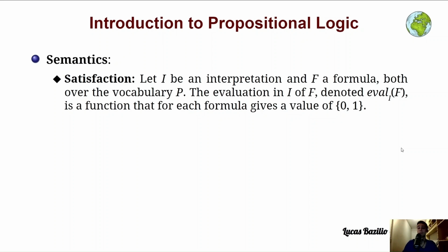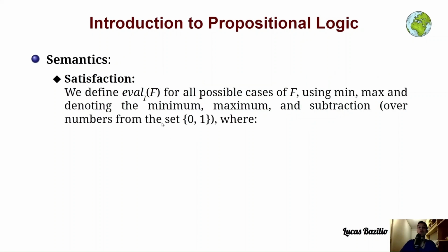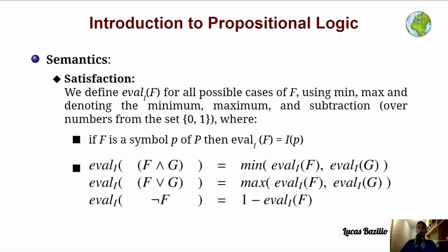So essentially, in propositional logic, a formula is satisfied under a given interpretation if it evaluates to true according to the truth values assigned to its propositional variables, and also the meanings of the logical connectives. We are going to see some examples later that will make this concept clear, but let us begin with the definition. We define the evaluation function for all possible cases of the formula F using the minimum, maximum, and subtraction over the numbers from the set 0 and 1, where the following takes place.